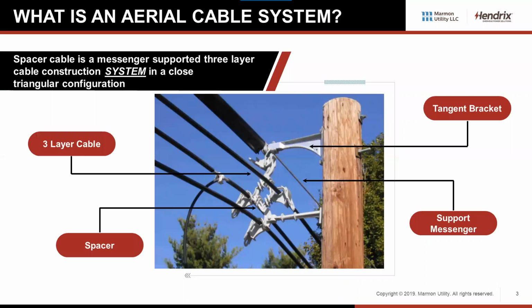So we're going to get pretty basic here. What is a spacer cable system? It's a messenger-supported 3-layer cable system in a close triangular configuration. You'll hear me refer to it a lot as a system, and that's really the way we look at it. It's not individual, standardized components. We look at it as an engineered system, from the messenger to the spacers to the conductor itself, right down to the brackets, how they interact from both an electrical and a mechanical perspective.